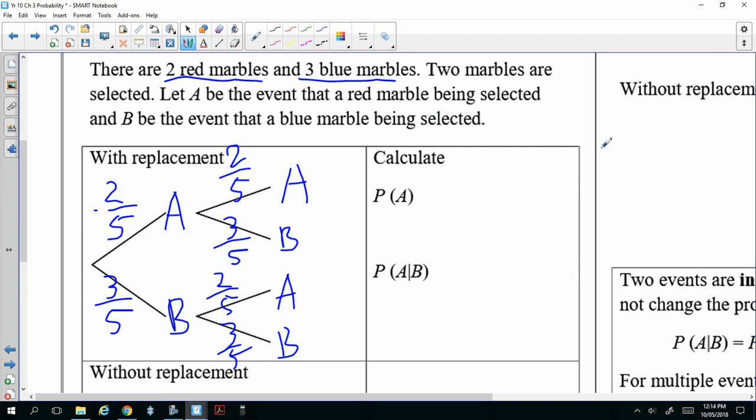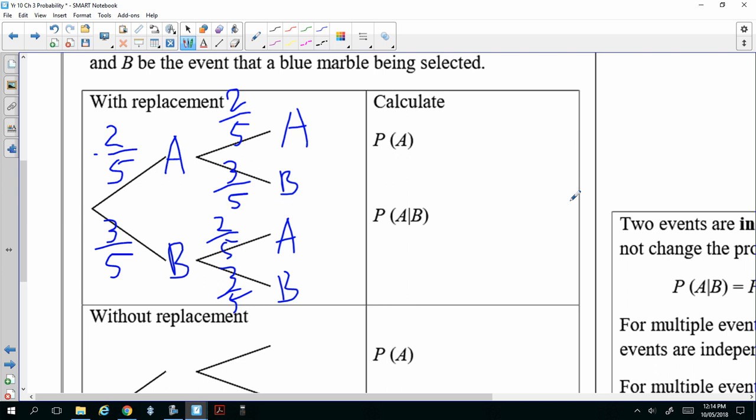We're going to calculate things. Let's calculate the probability of a red marble, P(A). P(A) is just one event. Getting a red is just 2 out of 5.